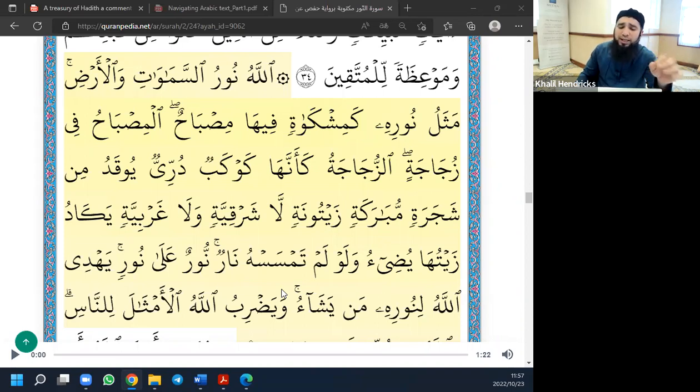نور على نور, light upon light. يهدي الله لنوره من يشاء. Allah guides to his light whoever he wills. ويضرب الله الأمثال للناس. Allah sets parables for people. والله بكل شيء عليم. And Allah is the all-knowing of everything. We'll do the rest of the verse next week, inshallah.